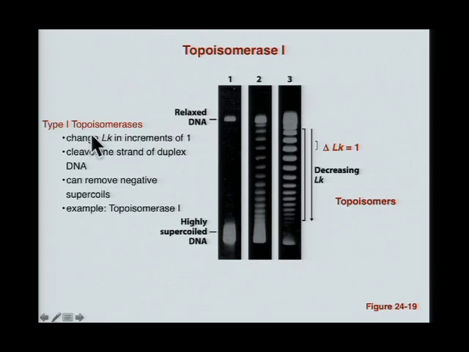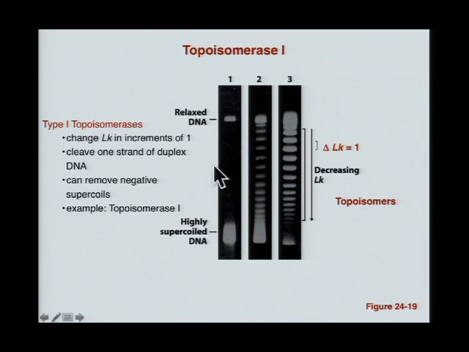This is one way that you can visualize topoisomers of DNA. So this is a DNA gel. And if you have highly supercoiled DNA, it's going to have a smaller cross-sectional area. It's compacted down to a smaller space. So it's going to tend to pass through a viscous matrix of gel quicker. And so here you have, for example, highly supercoiled DNA, and here's some relaxed DNA.